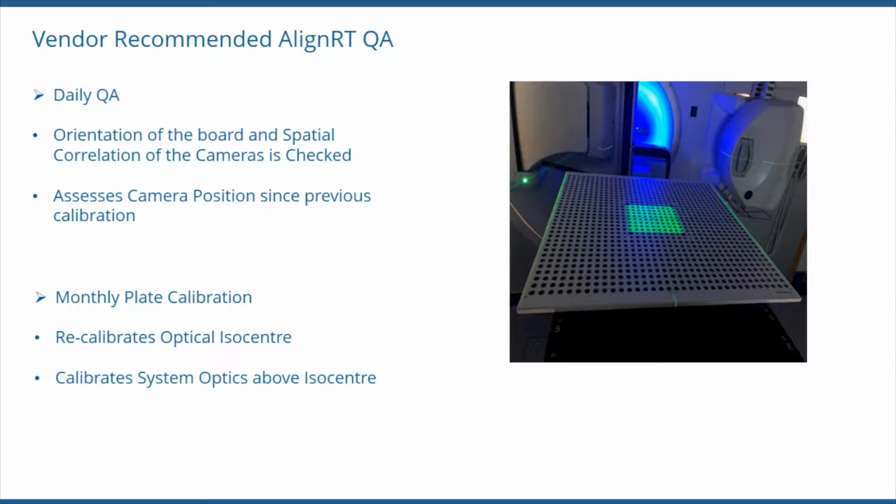Monthly QA performs 2 functions. It will define the isocenter position within Align RT, from which all patient moves are calculated, and it will also determine optical parameters within the camera pods. The position and orientation of each camera is computed relative to the center of the calibration plate and the orientation of the plate. This is why it is important to place the plate as accurately as possible to the isocenter.